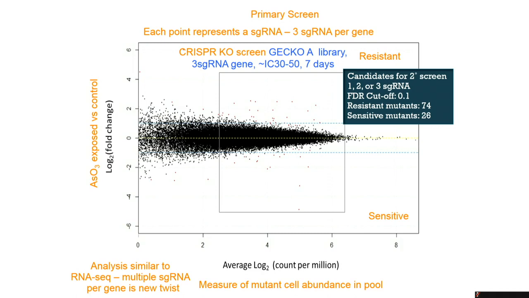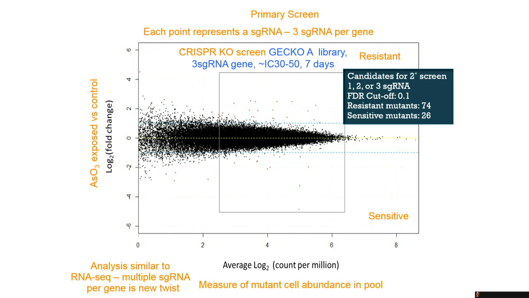And so if there are more of that sgRNA knockout, then it would be considered resistant and would show up here. And if there are less of that knockout gene, then it would be considered sensitive. So it's very similar to RNA-seq.